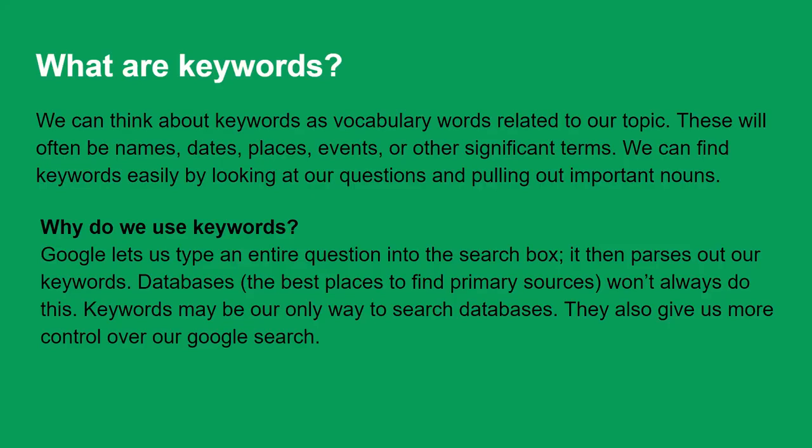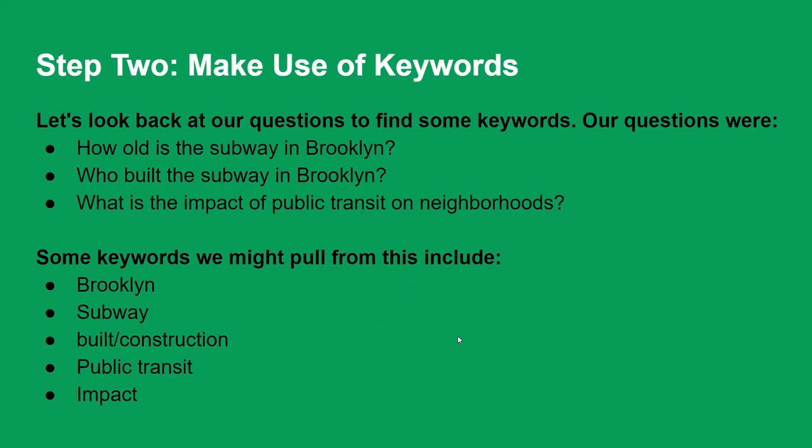But databases, more on what they are in a moment, are usually the best place to find primary sources, and they won't always do this. They won't always pull out keywords on our behalf. And keywords may be our only way to search databases. So using keywords is really critical when we're searching databases. Using keywords will also give us even more control when we do a Google search. So let's look back at our questions and find some keywords.